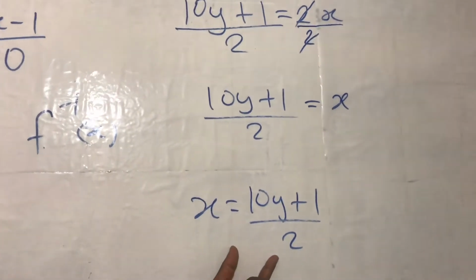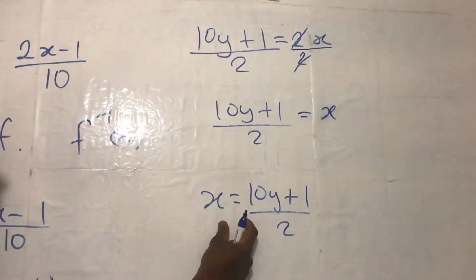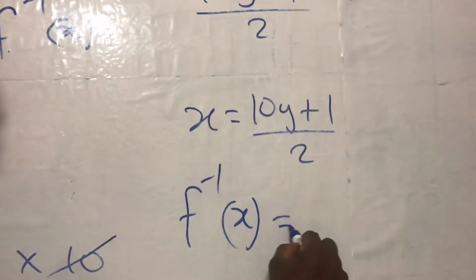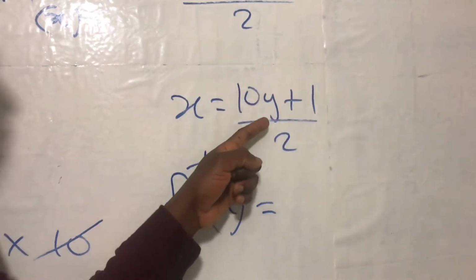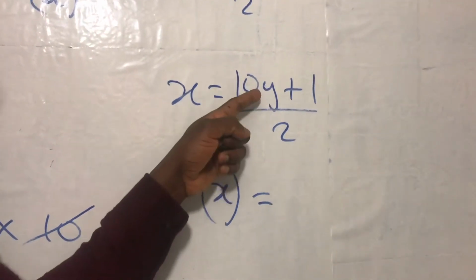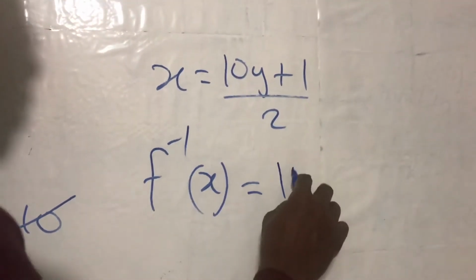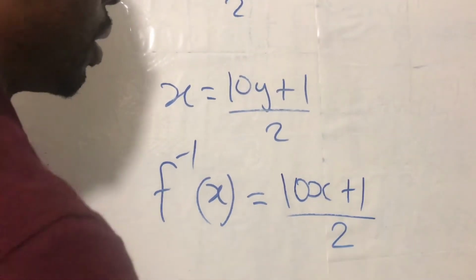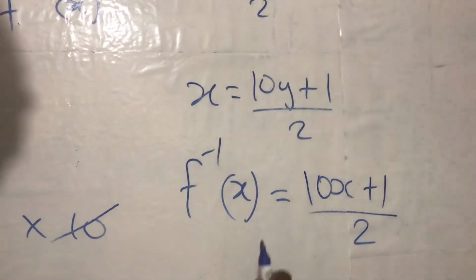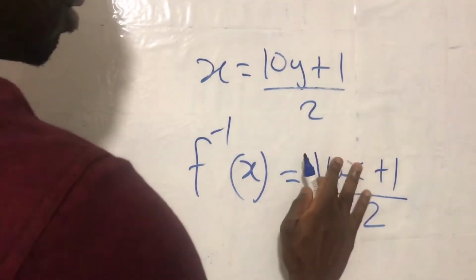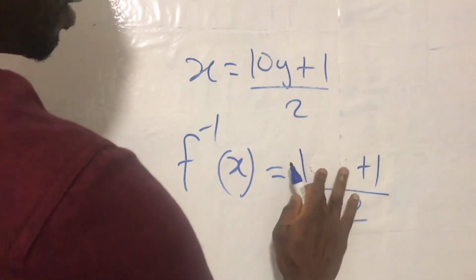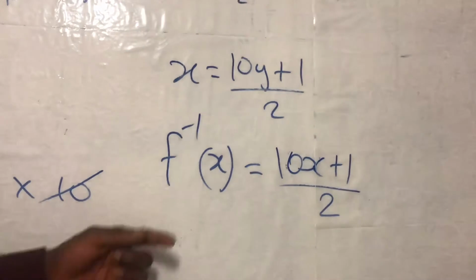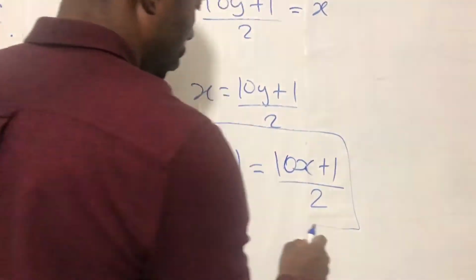With this, because we're finding an inverse function, we're going to write the inverse function using this notation as f inverse of x equals, and we write this in terms of x. So wherever the y is, we're going to replace the y with the x. So we write it as (10x plus 1) over 2, and that's the inverse of f. Let me rewrite this a bit. So here will be (10x plus 1) over 2. So this is the inverse function.